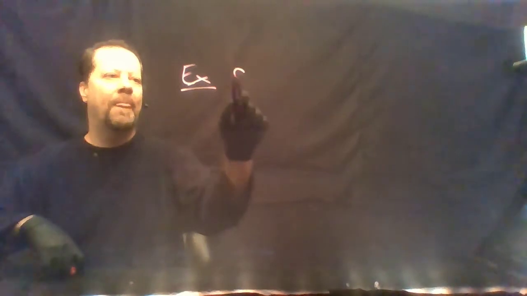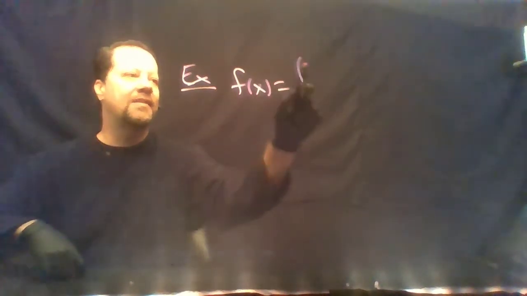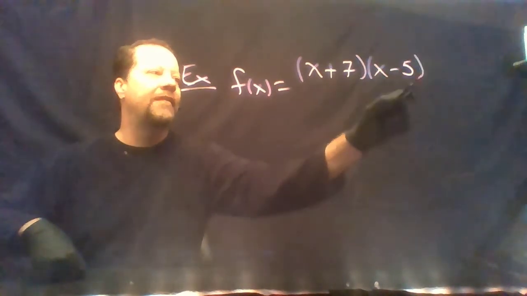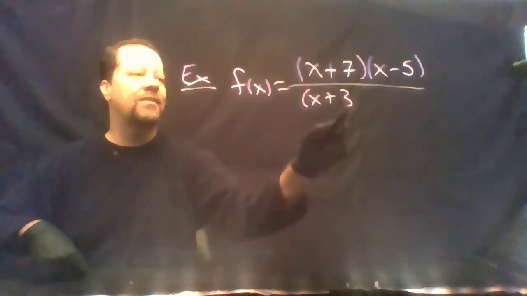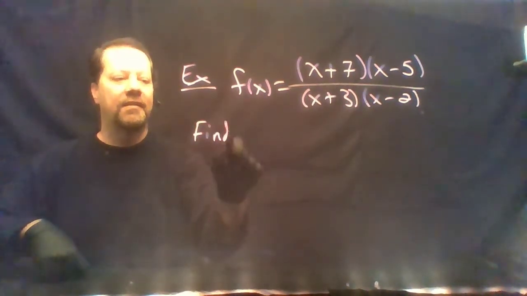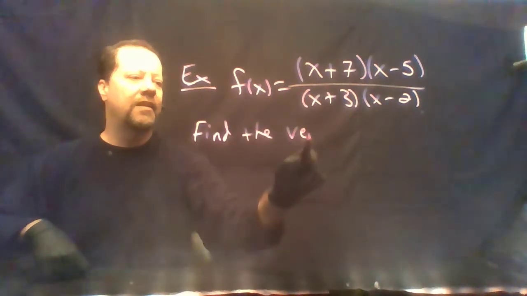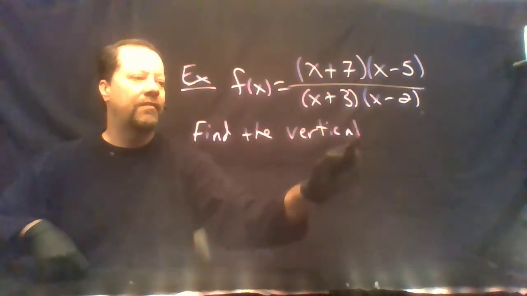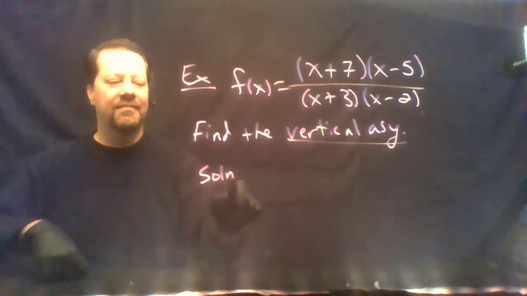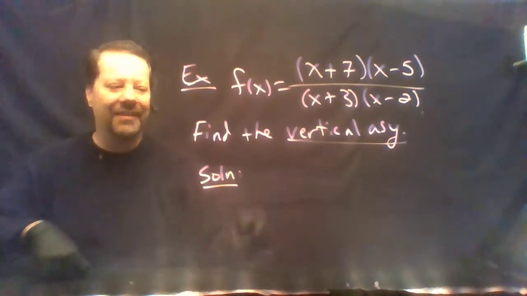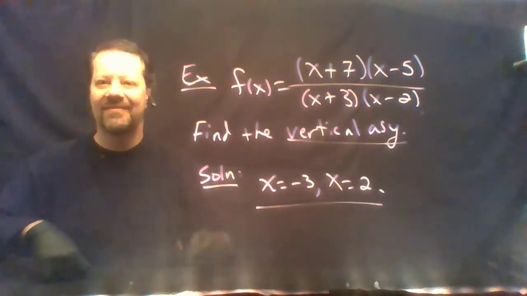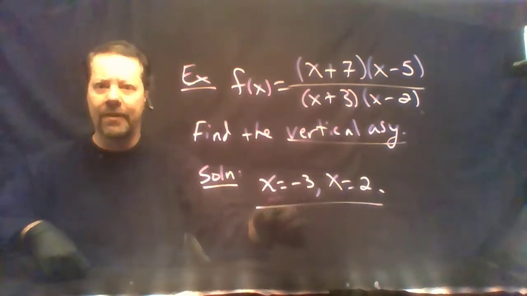So for example, suppose that f of x is (x plus 7)(x minus 5) over (x plus 3)(x minus 2). Find the vertical asymptotes. The solution is trivial. x equals minus 3 and x equals 2. These are equations for vertical lines.